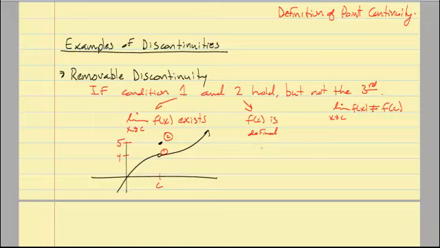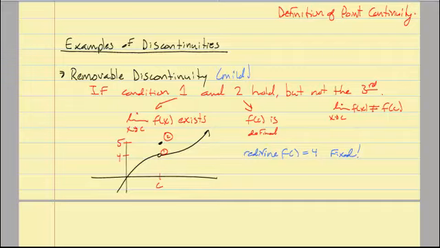Now if it's removable, that must mean that we can fix it. Well, the way that we can fix it is just redefine f of c to equal 4, and then it's fixed. And so this is called a mild type of discontinuity. We call it mild because we can fix it.